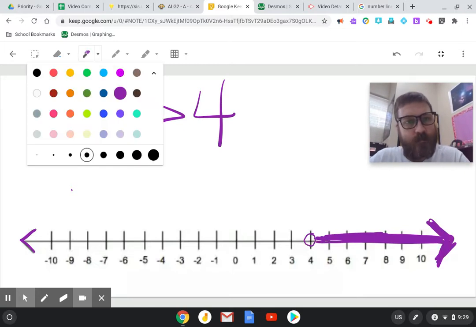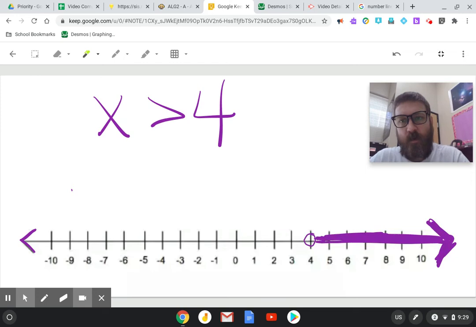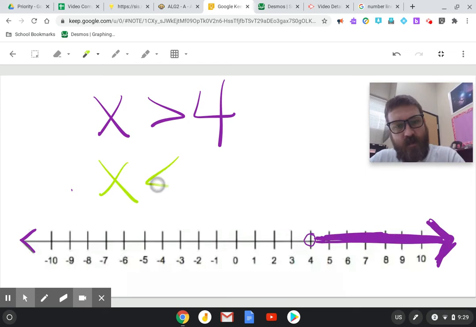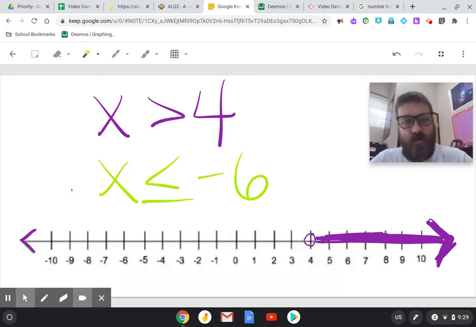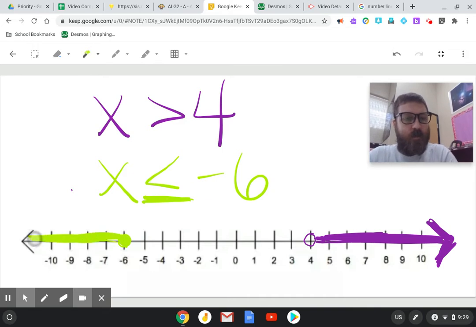Okay, let's do another one real quick. I'll use a different color and leave these both on the board. Let's say I had x is less than or equal to -6. Okay, so first of all, it's going to be a closed circle because of the line underneath the inequality symbol. So I'm going to do a little colored circle right here for -6. And then I'm going to shade in that direction because this little arrow is pointing this way. So I shade that, and that would be the graph for x is less than or equal to -6. So hopefully this is helpful.